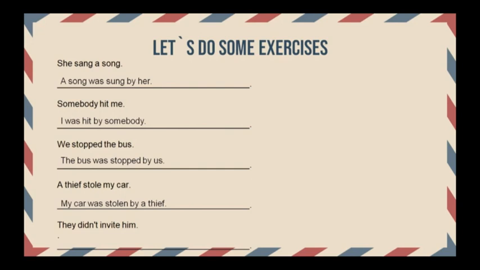Great. Okay, next one. They didn't invite him. You can see that this sentence is in negative form. So if your active sentence is in negative form, you have to put your passive sentence in a negative form as well. Okay, so they is subject, didn't invite negative form of past simple, and him is an object, then he was not invited by them.